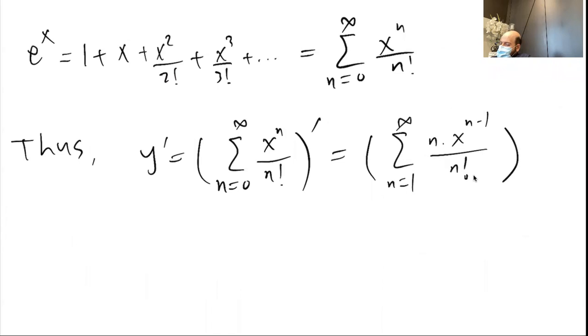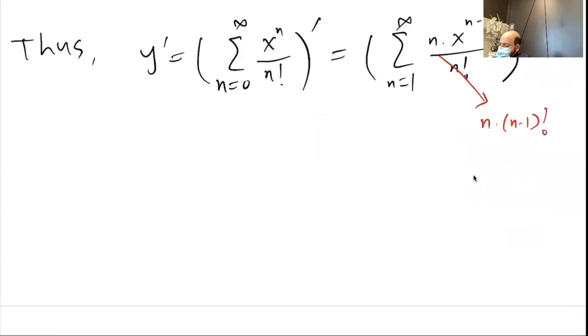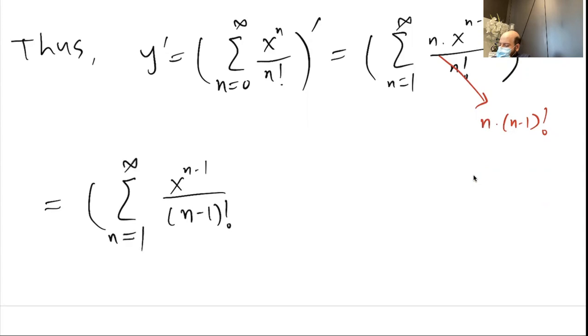Now I can simplify this because n factorial can be written as n times n minus 1 factorial. So if I write it this way, then n cancels with n. Then I'll have sigma x to the power n minus 1 divided by n minus 1 factorial, from 1 to infinity.